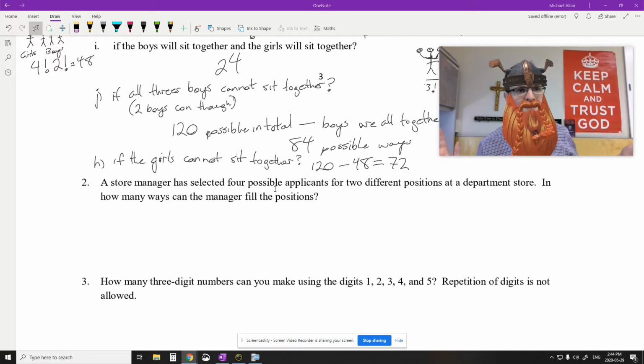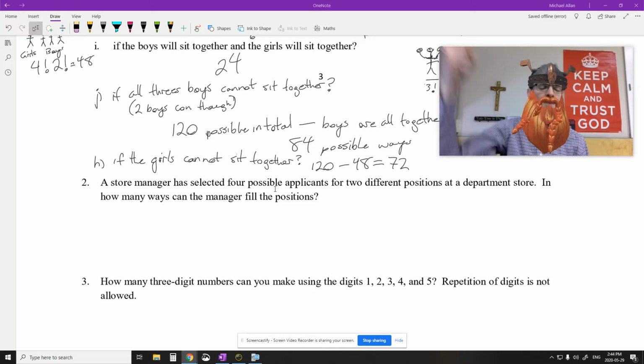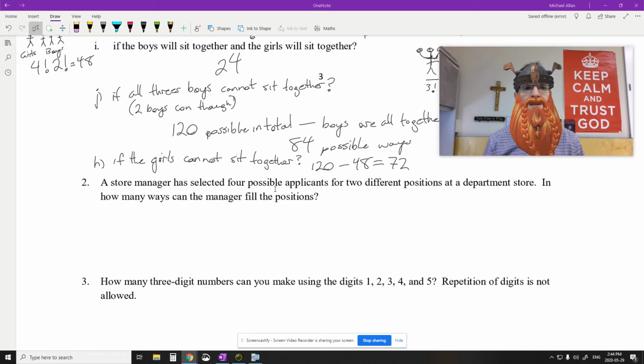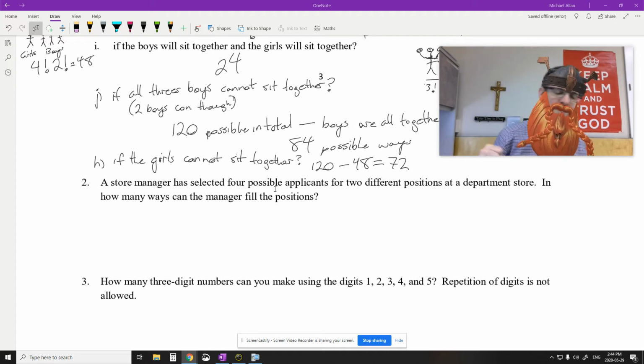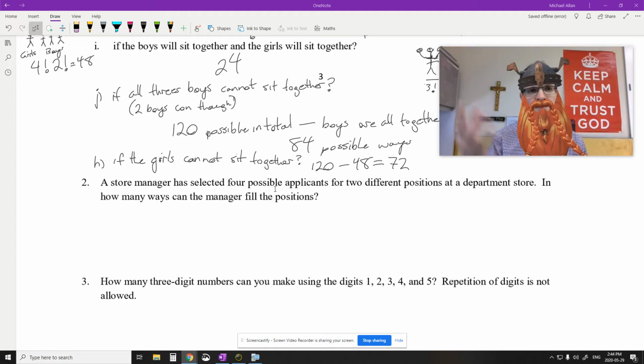Like you're going to select the first position. The first position might be the coveted one, like the bathroom washer. Who knows, right? So he closes his eyes and picks one person to be the bathroom washer, and the next person has to be the vomit cleaner or something. Then he closes his eyes and picks that person. But order matters. The first person he picked is the first position, and the second person he picked has to be the second position. So how many ways can he fill the positions?